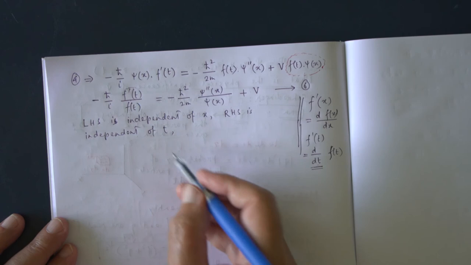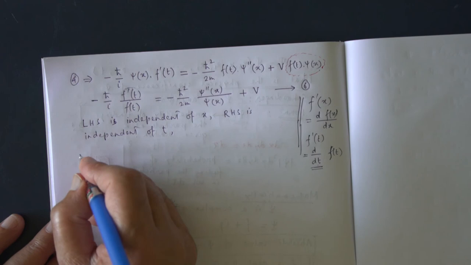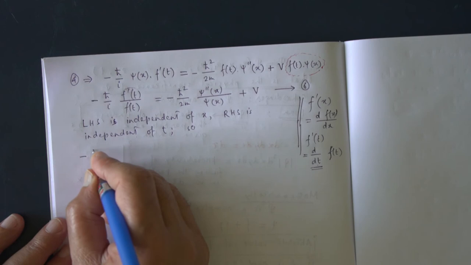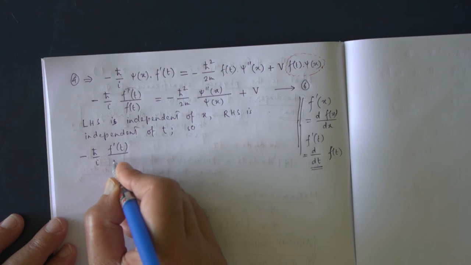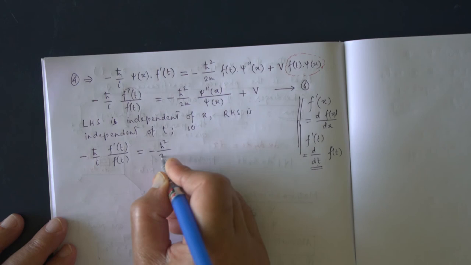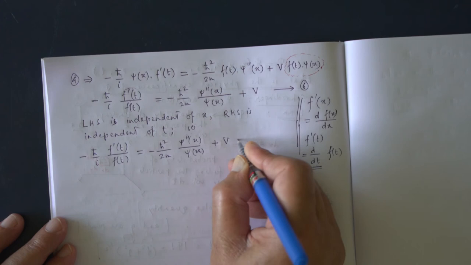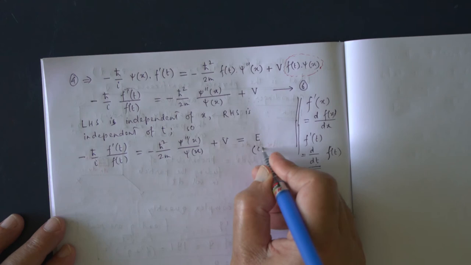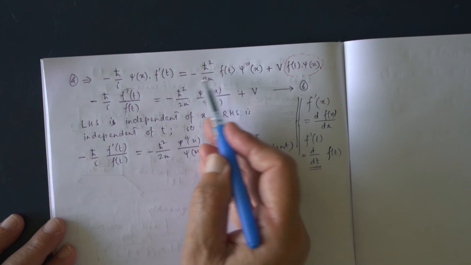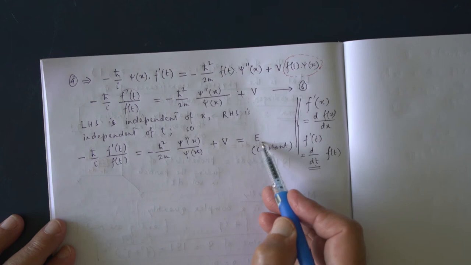Since they are equal, what can we write? We can write that minus h bar by i f dash t by f t equal to minus h bar square by 2m psi double dash x by psi x plus v equal to some constant. Suppose this is a constant. This is equal to some constant, and I write the constant as E.